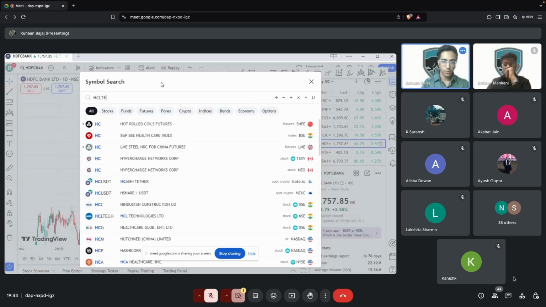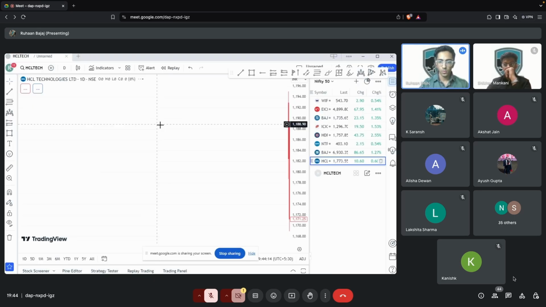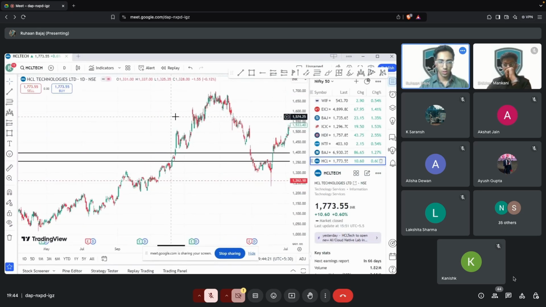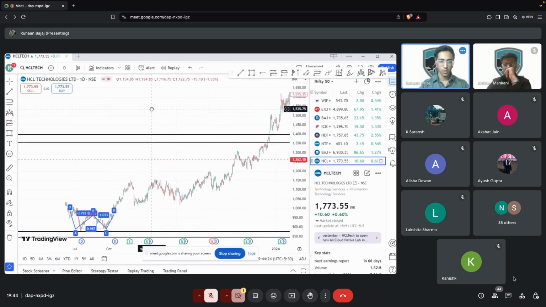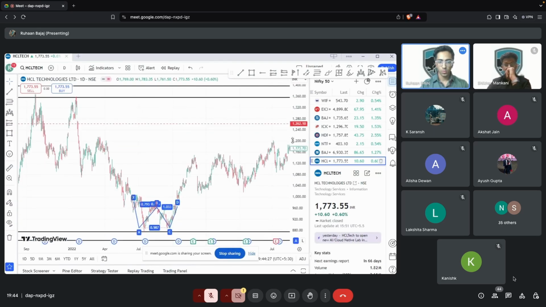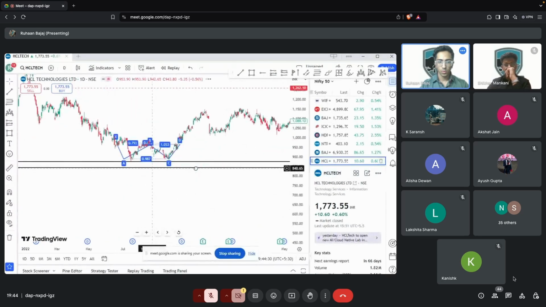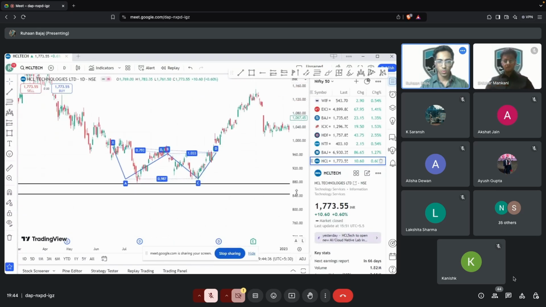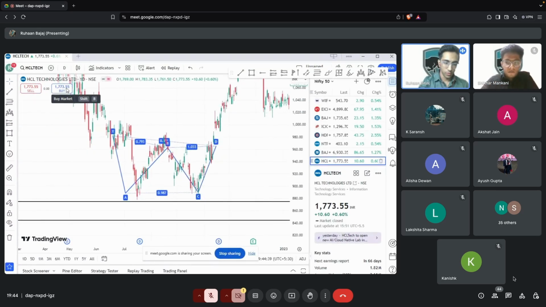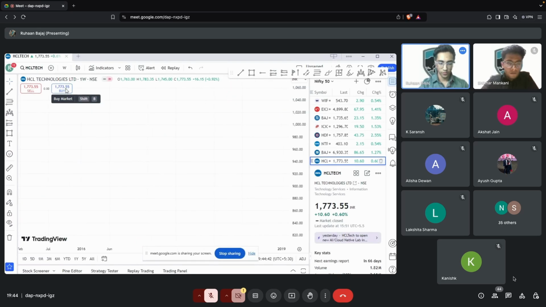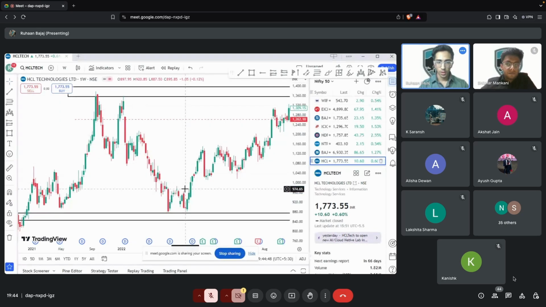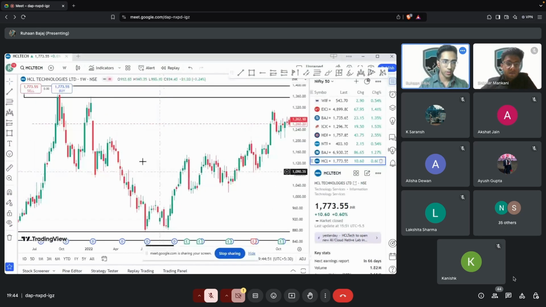Now, to show what a double bottom is, I'll take you to HCL Technologies. This is what a double bottom is. I'll just increase the time frame and delete this. This is pretty much recognizable.